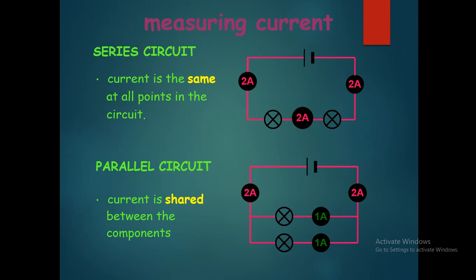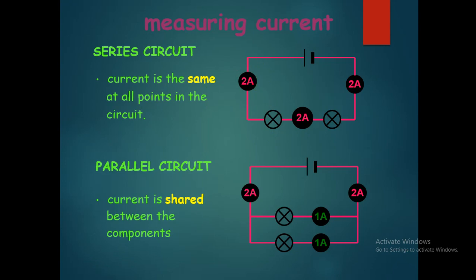For example, the current in the circuit is 5 amp. This ammeter reads 5 amp. And after the bulb, we are connecting one more ammeter here. Ammeter 2 also reads the same 5 amp. In the same manner, after this bulb, we are keeping one more ammeter here. This is also reading the same 5 amp value. That is the meaning of a series circuit.